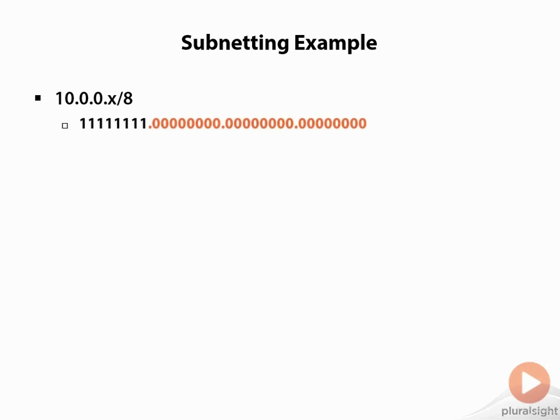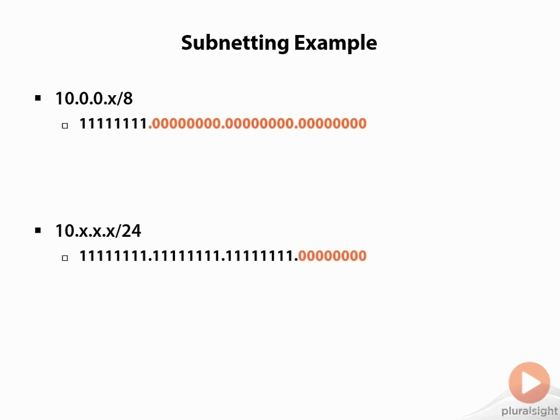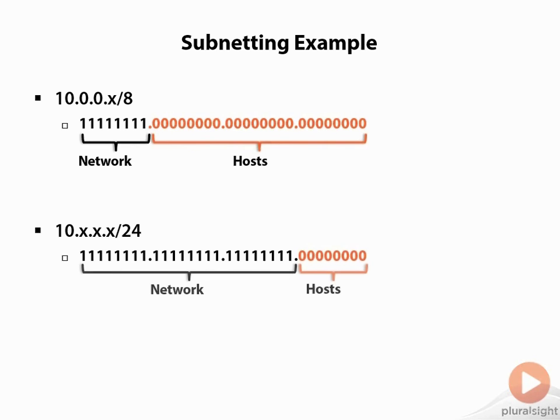10.0.0.x/8, okay? 8 bits for our subnet mask. The ones in orange are going to be our host address. Down at the bottom, now we're going to subnet, and we're going to make it 10.x.x.x/24. So we're borrowing bits from the host and putting them into the network. Now we have all of that space available for the network. You can see network and hosts. We're sliding the network over to the right, so we have more networks, fewer hosts. In the example above, we have fewer networks, more hosts.